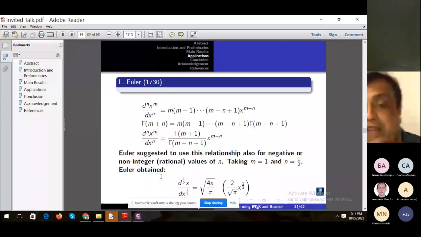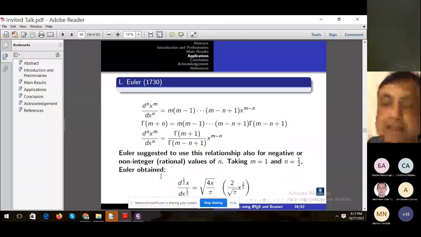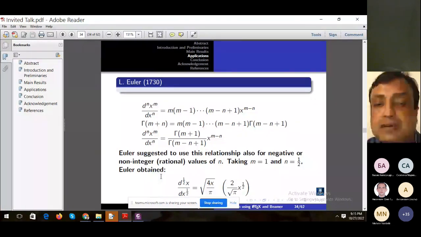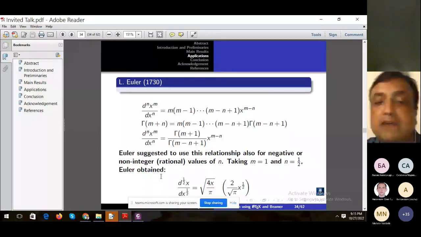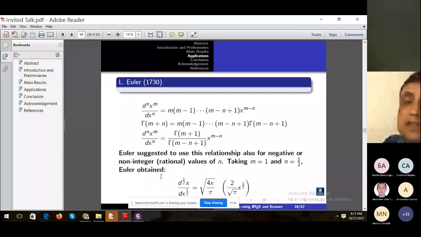For example, if we take m equal to 1 and n equal to half, then the left hand side becomes d raised to power half x upon dx raised to power half, and the result becomes 2 upon under root pi, x raised to power half. We use some basic properties and values of the gamma function, and we get this fantastic result.